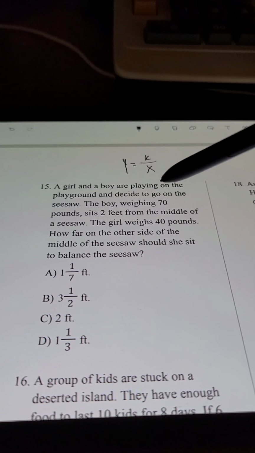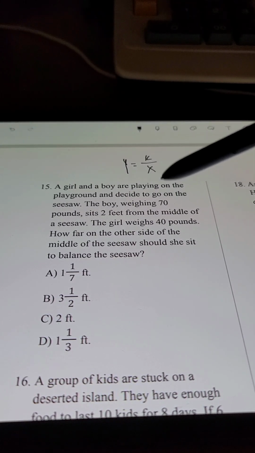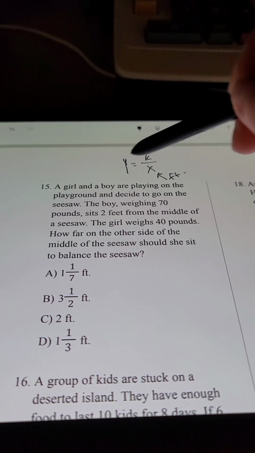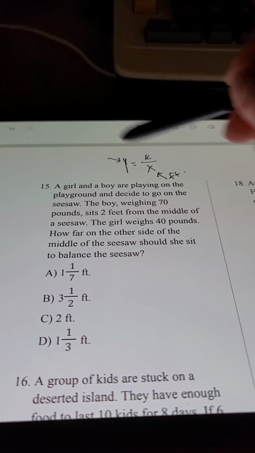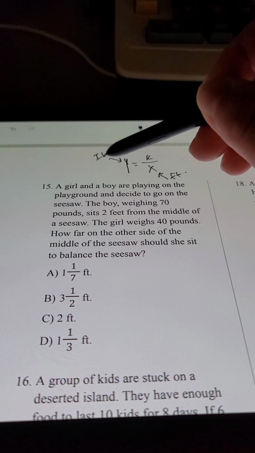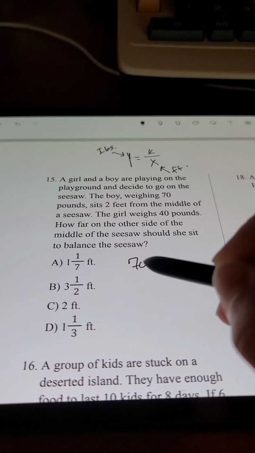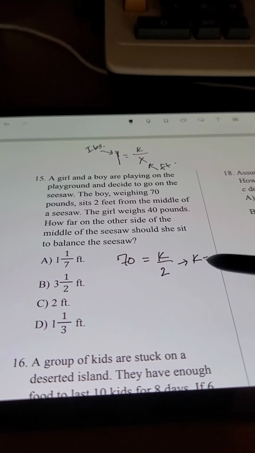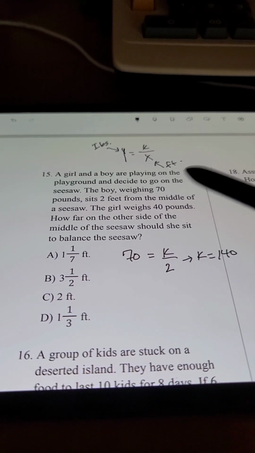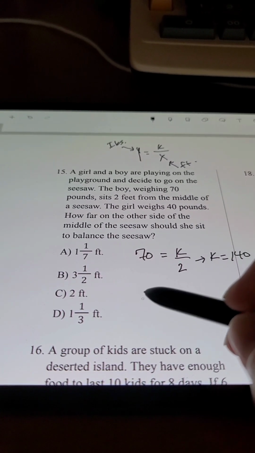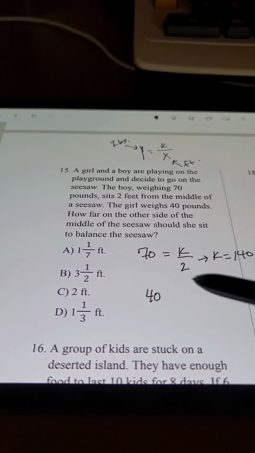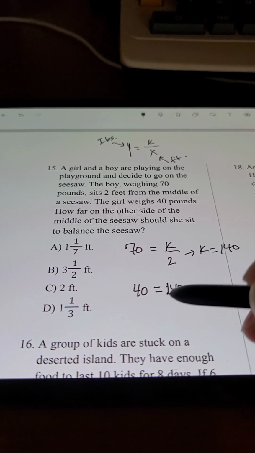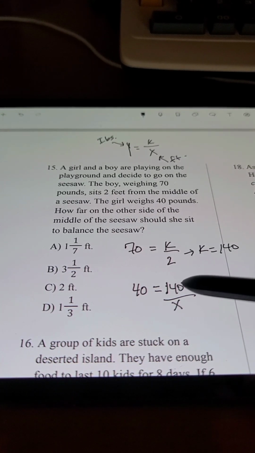So the boy weighing 70 pounds sits 2 feet from the middle of the seesaw. So let's say this is going to be feet. You always have to keep the units consistent for what x and y are that are inversely proportional. And then this is going to be pounds. So I'm going to say 70 pounds is equal to k over 2, because that's the 2 feet. So then k is equal to 140. Now the girl is going to weigh 40 pounds, so y is 40. I know k is 140, and it's going to be over the x amount of feet that she's going to be sitting.